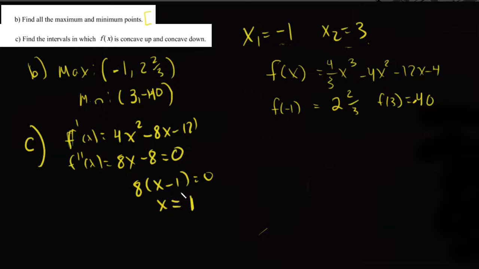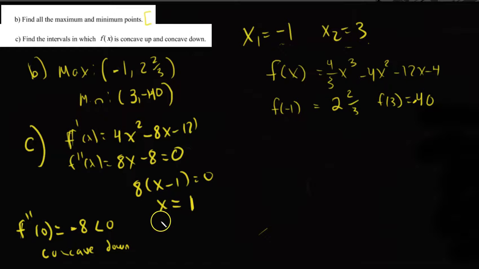And now we do, so we'll test a number before and right after our critical value. So let's choose the before value, 0. So f double prime of 0 is equal to negative 8. And since it's less than 0, we conclude that it's concave down.